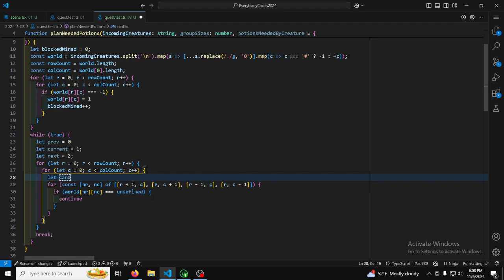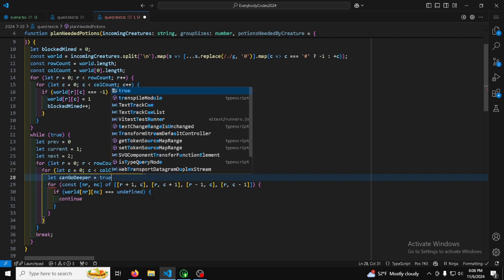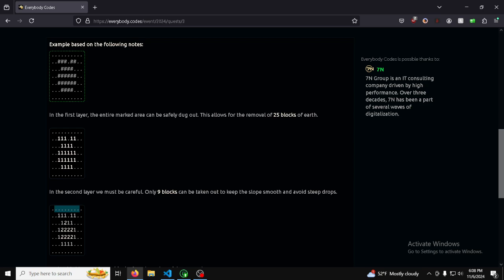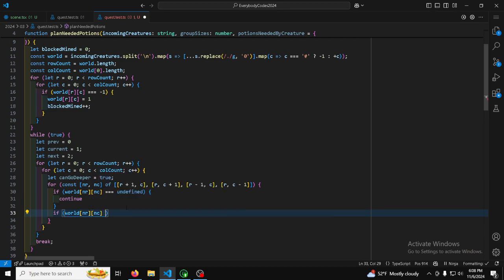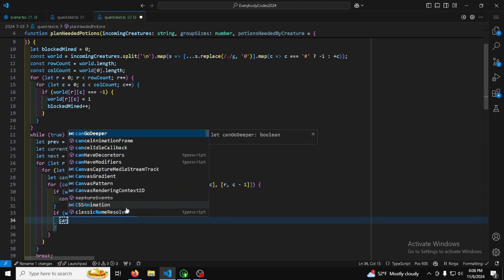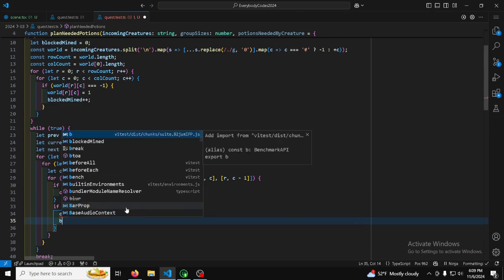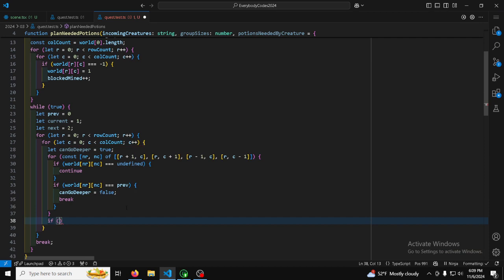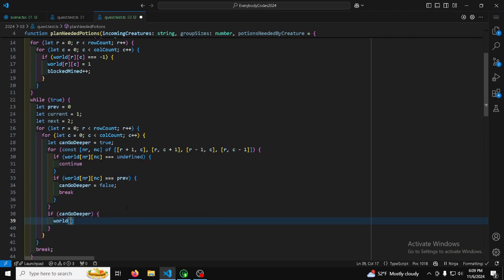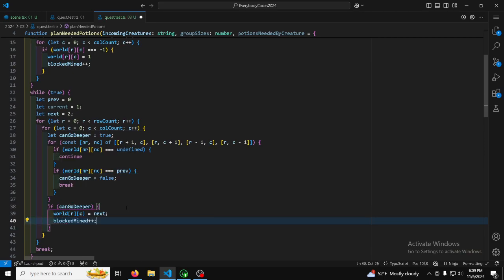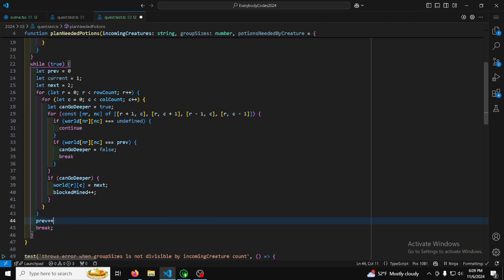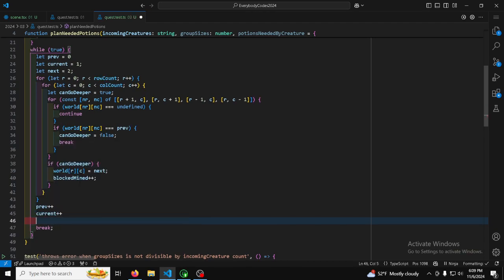Now, here we go, let canGoDeeper equals true. We assume that they can all be dug down deeper. We only say it can't be dug deeper when we find a previous around it. So if world and R and C equals previous, then oh no, you cannot go deeper. Just stop digging. Why even look? If canGoDeeper then world R C equals next. blockedMine plus plus. And then our final thing, once we're done doing this: pre plus plus, current plus plus, next plus one.